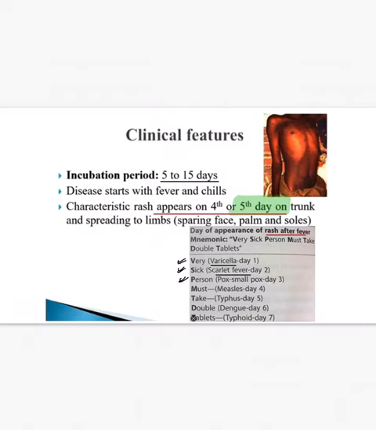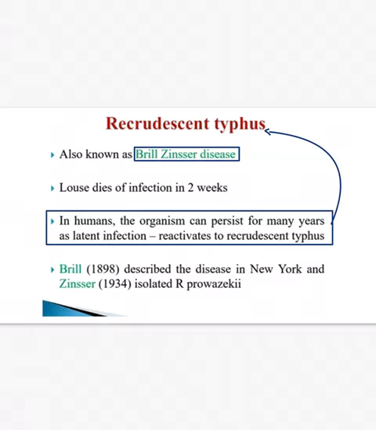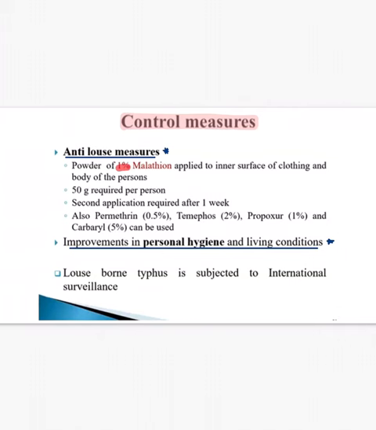S is for scarlet fever. P is for pox, that is smallpox. Then M is for measles. T is for typhus. So typhus belongs to this fifth day group, and the same will be seen in epidemic typhus, endemic typhus, and scrub typhus. Double is dengue, that is day 6, and tablet is typhoid, that is day 7. This recrudescence form we have already talked about. For anti-lice measures, which is not important, just 1% malathion is used from the PSM aspect.